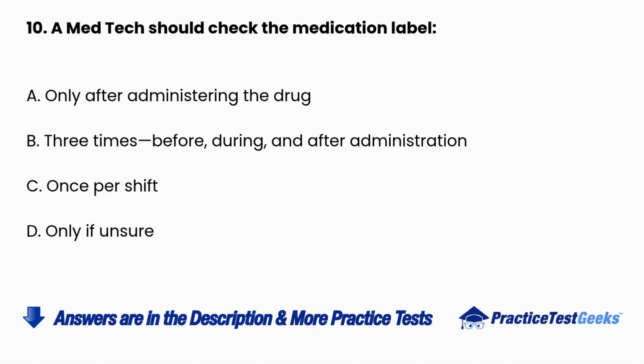10. A med tech should check the medication label: A. Only after administering the drug. B. 3 times: before, during, and after administration. C. Once per shift. D. Only if unsure.